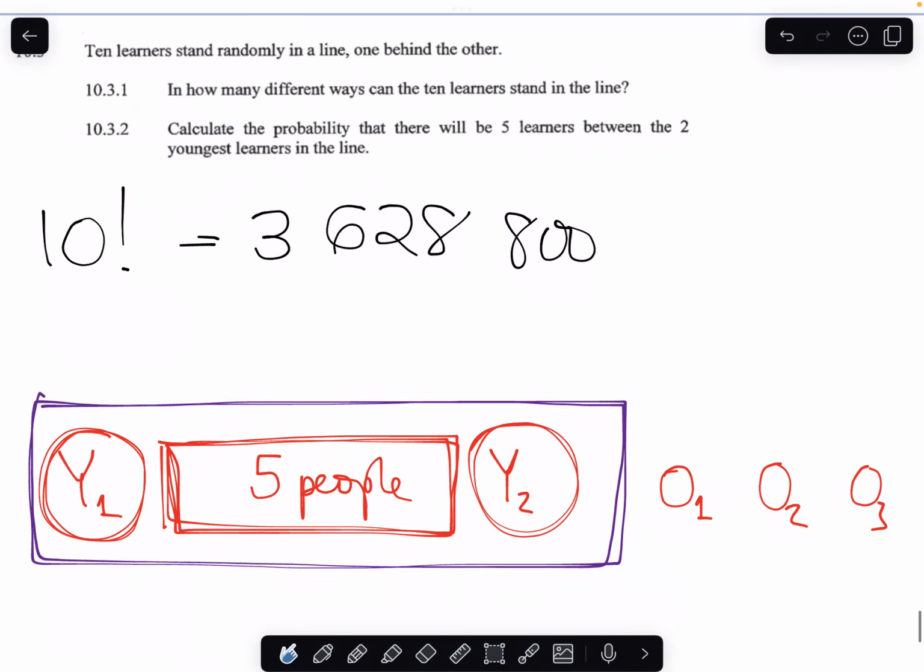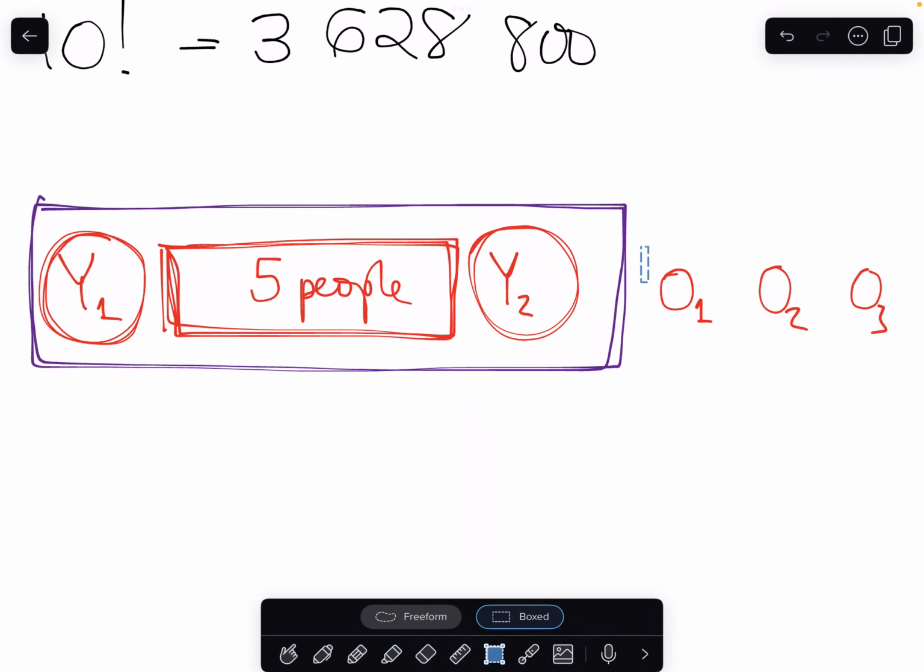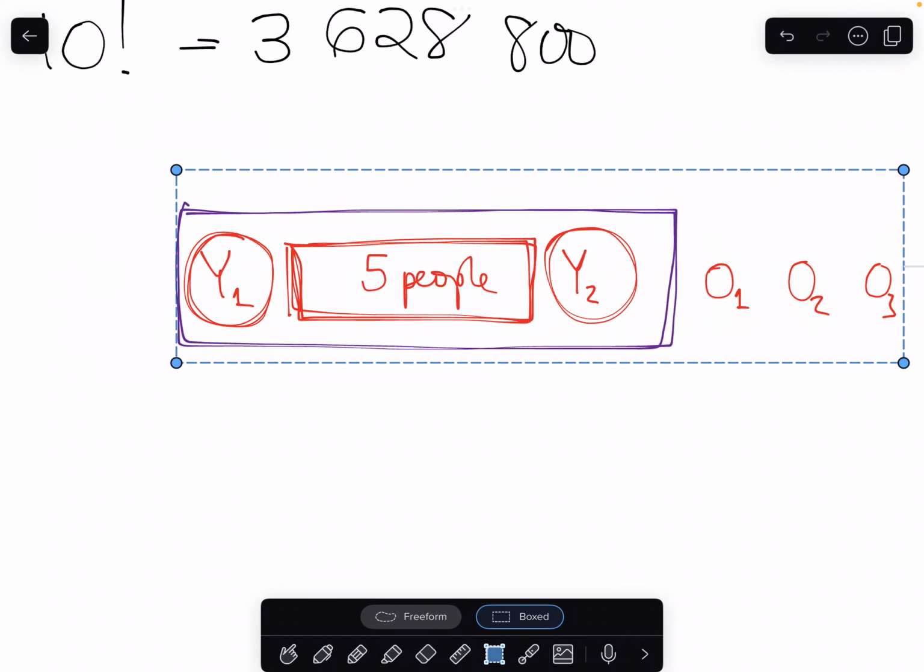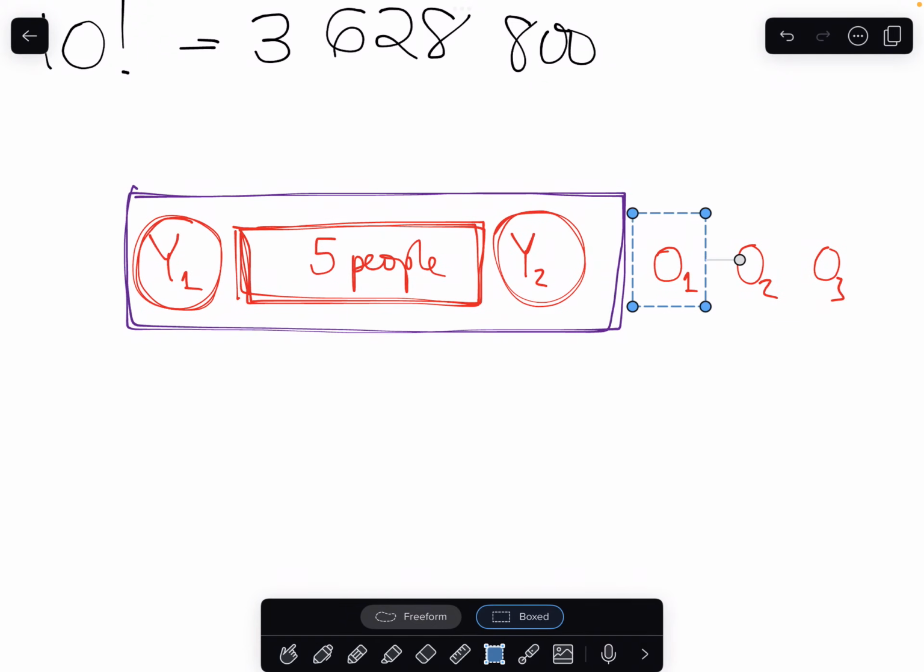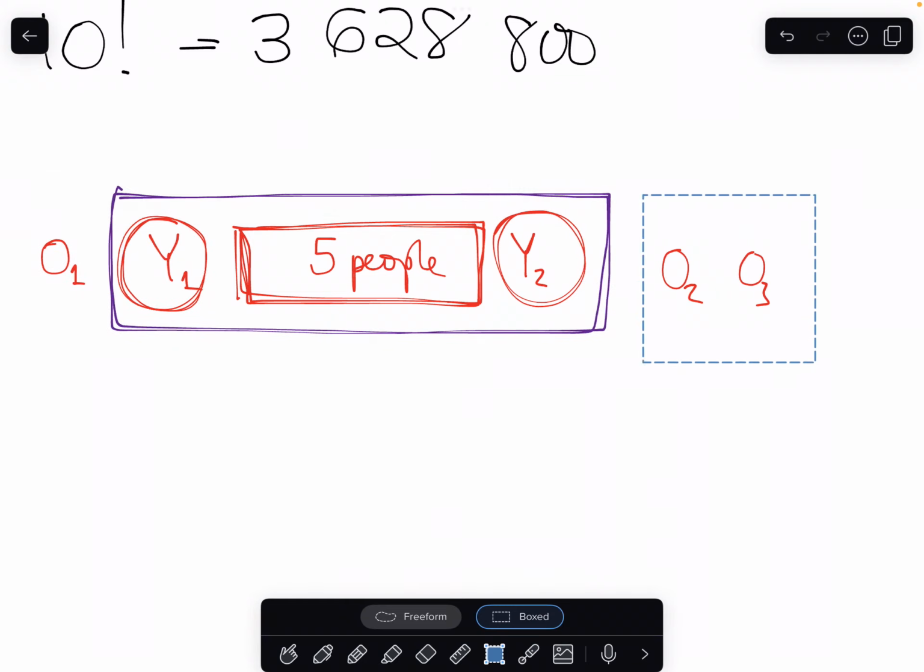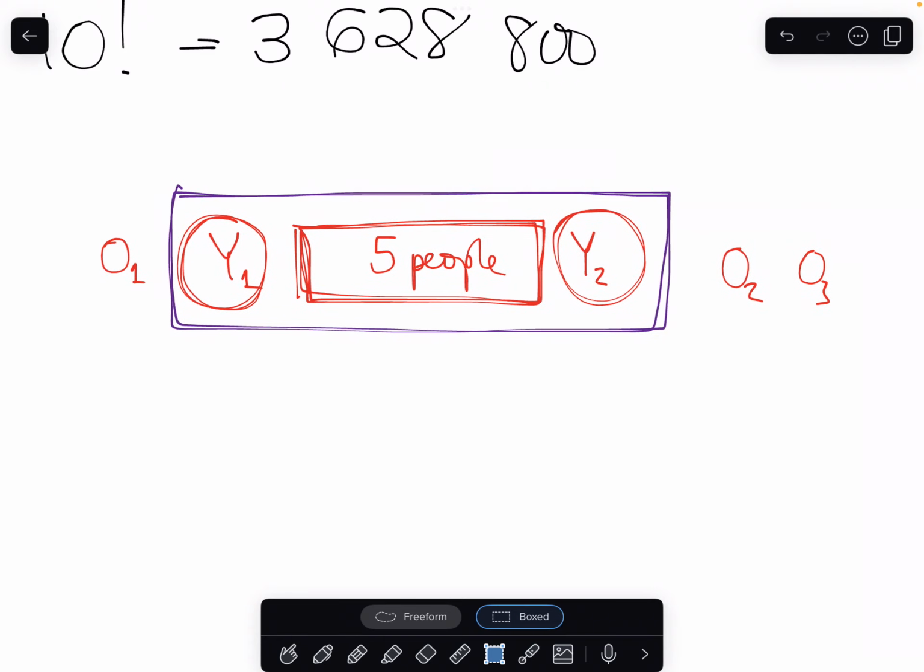What I mean by that is we can have the other person. Okay, maybe I should make this smaller to play around with it a bit better. So we can have the other person be here, and have two other people there. Or we can have the other person starting, and then have the young person and the 5 people in between, and then the other young person.